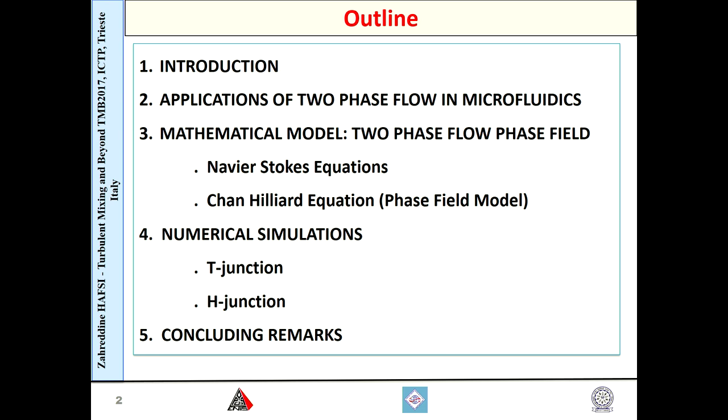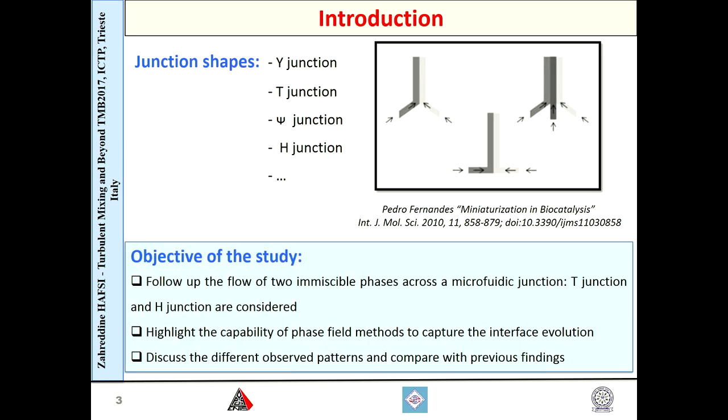Then we'll give some numerical simulation results. We'll start with the T-junction to validate the work against previous works, and then we will present some results also related to the H junction. Of course, we will conclude.